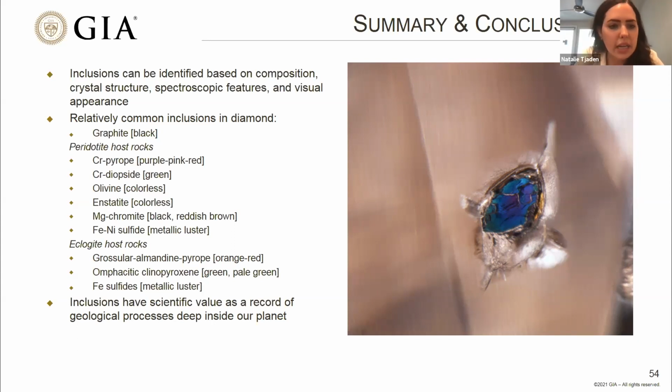Awesome. All righty. Can you tell us a little bit about sapphire and ruby inclusions in diamonds? Are those common? Do you see those often? We've had a few questions about that.